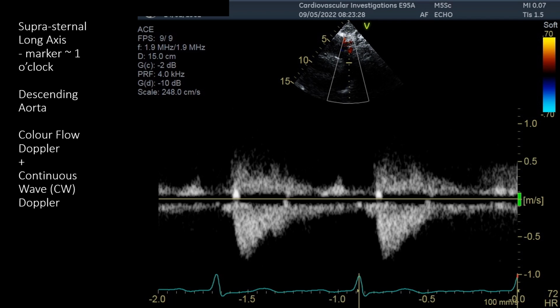Continuous wave Doppler in the descending aorta is really looking for any flow accelerations which may exist in pathology such as coarctation of the aorta. And so significant flow velocities in the descending aorta would trigger concerns about coarctation or other stenosis in the aorta.